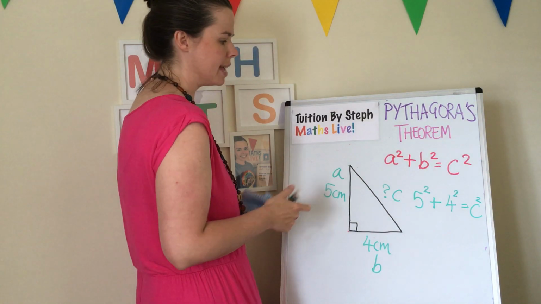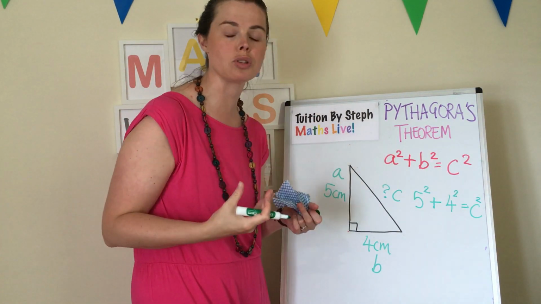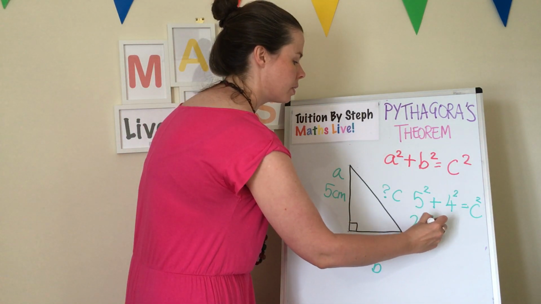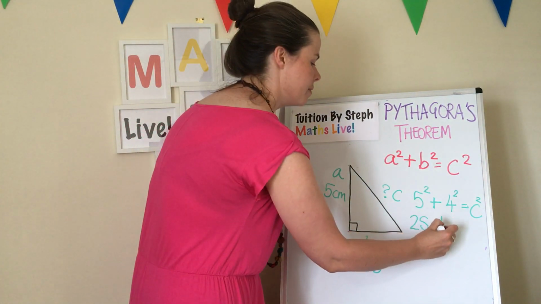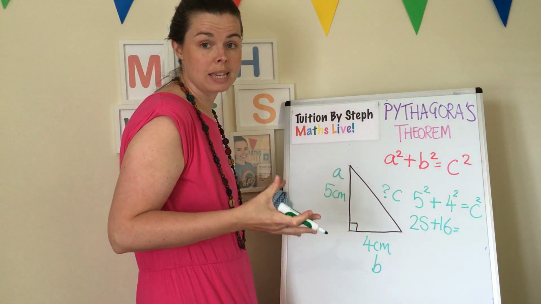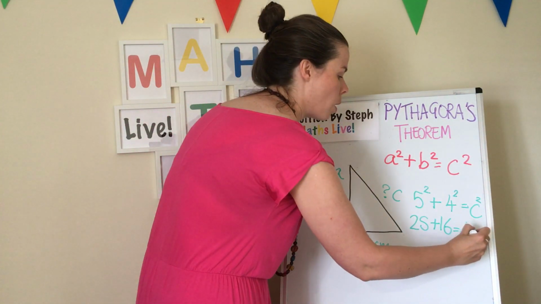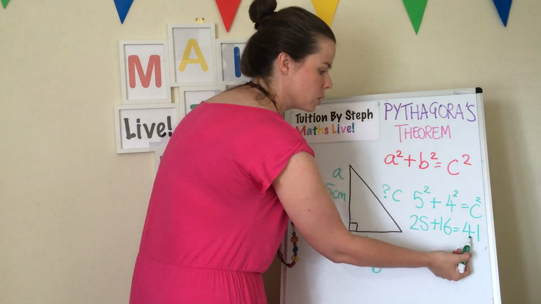Right, so what is 5 squared? 5 5s. Remember, squaring is when you times the number by itself. 5 5s are 25, plus 4 squared. 4 4s are 16. Okay. And when you add those together, you will get the squared number. That will give you 41. Okay, so 25 plus 16 is 41.